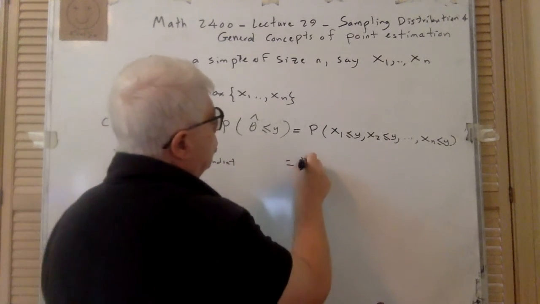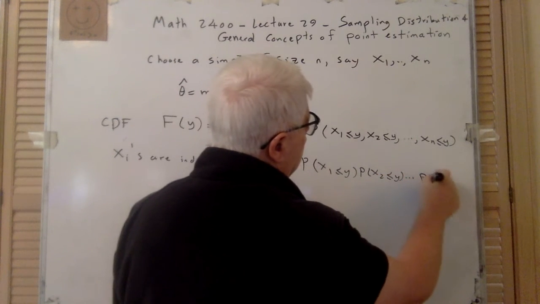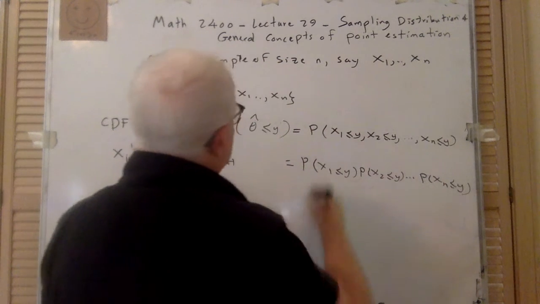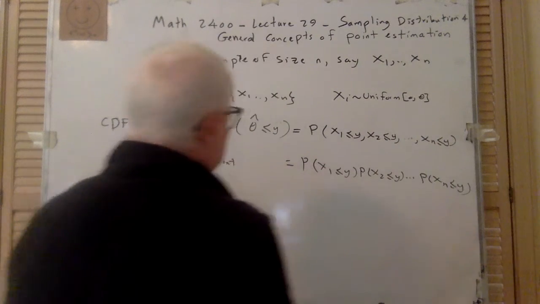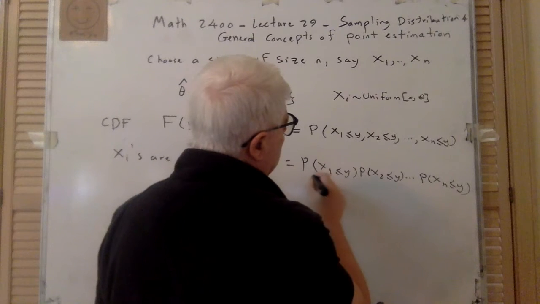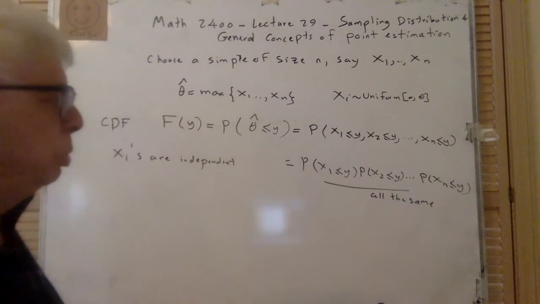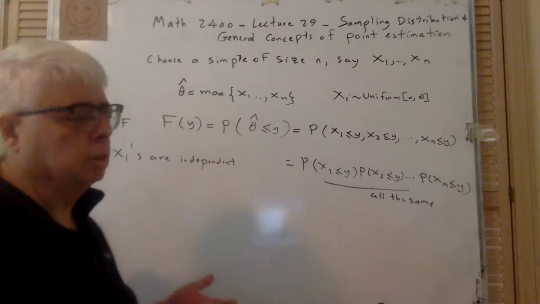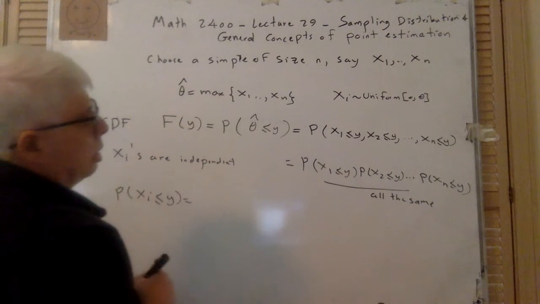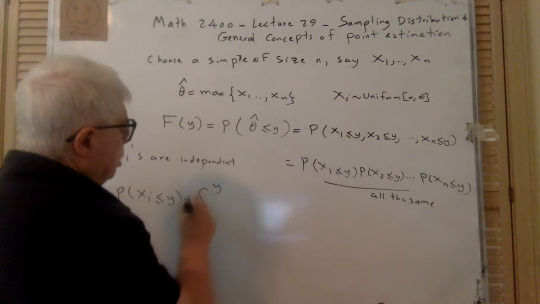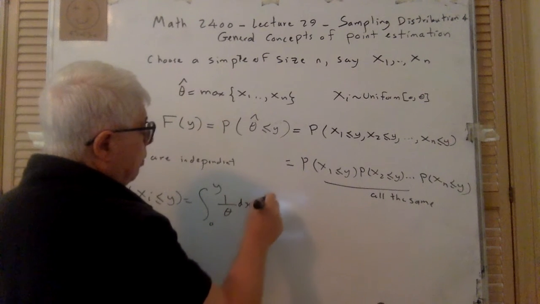So this equals P of x1 less than or equal to y, times P of x2 less than or equal to y, up to P of xn less than or equal to y. But remember, xi is uniform on 0 to theta, so let's find one of them, because they are all the same. P of xi less than or equal to y is the same as P of xj less than or equal to y. So let's find P of xi less than or equal to y. This is the integral from 0 to y, and let's assume y is less than theta, of 1 over theta dx. So what I find is y over theta.